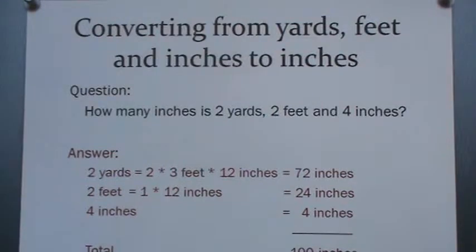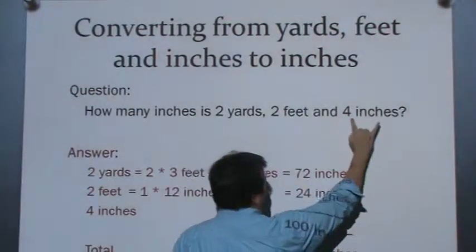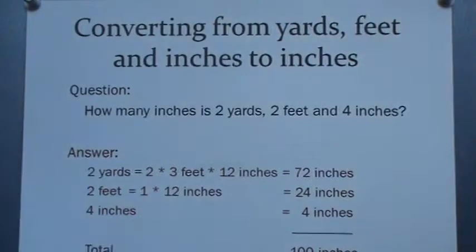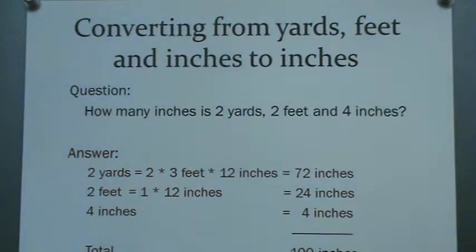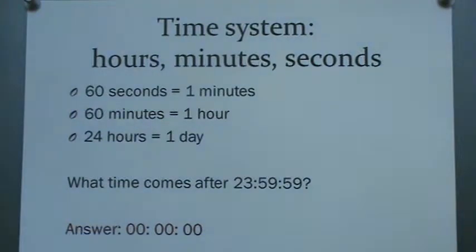So 2 yards, 2 feet, 4 inches is the same as 100 inches. So we're converting this yards, feet, and inches thing into the decimal equivalent. The decimal equivalent is 100. Okay, so as you imagine, you could come up with many different numbering systems, and then the idea is to convert them to each other.